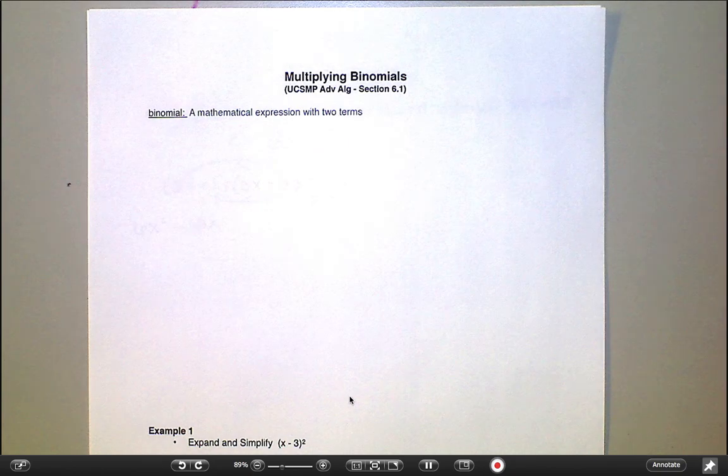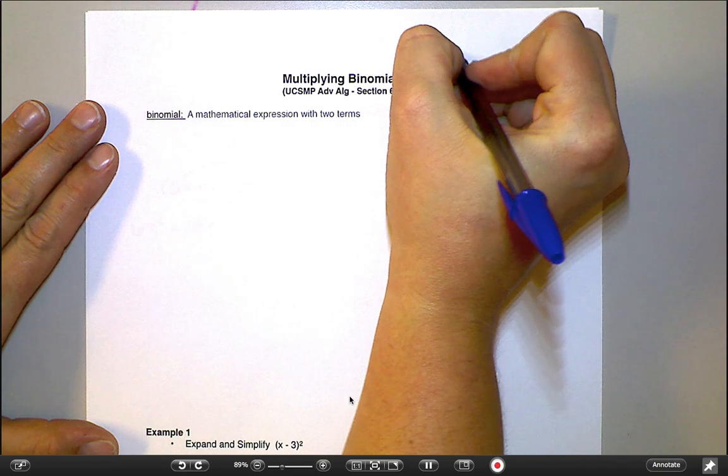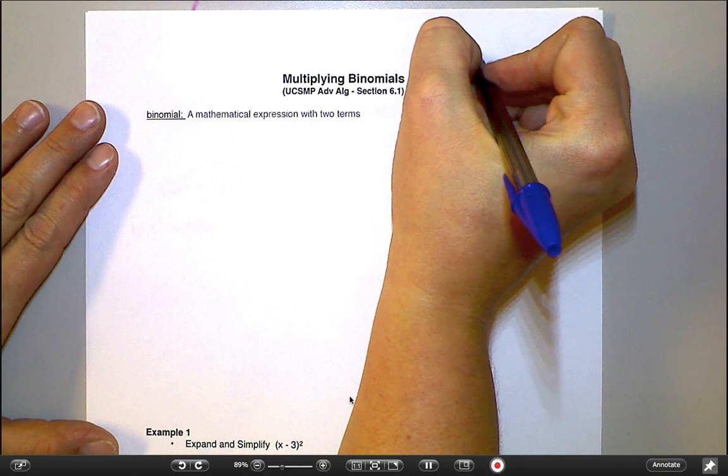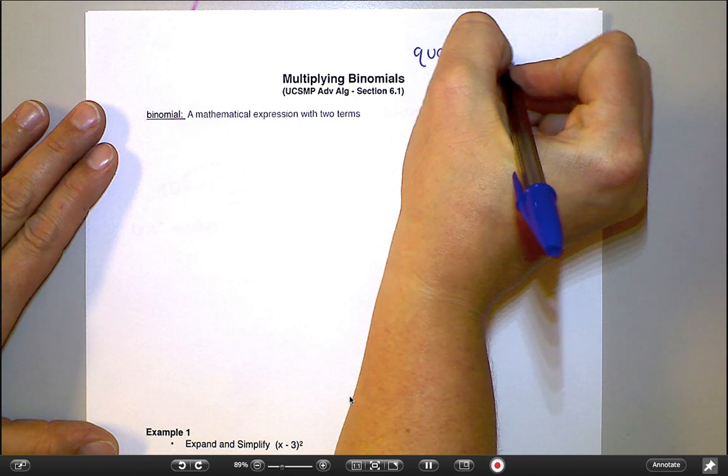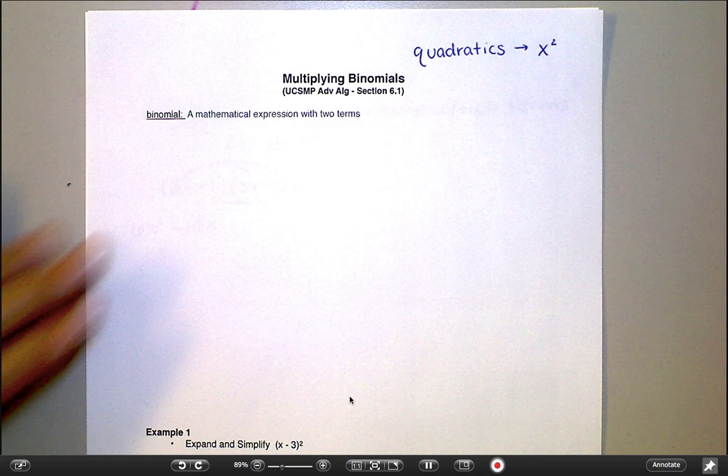This is the first lesson in Chapter 6 on multiplying binomials. Just to give you an idea of where this fits in the bigger picture, Chapter 6 is all about what's called quadratics. And quadratics are anything with an x squared in them. So I'm just going to jot that down up here so that you know it. I believe we actually talked about this already once this year, but quadratics is anything that has an x squared in it. That's the theme of this whole chapter.